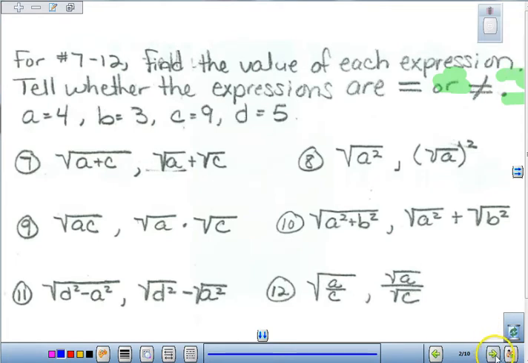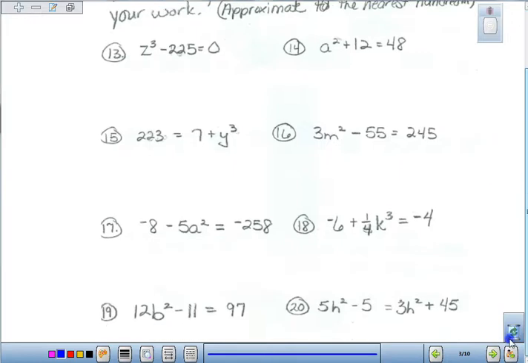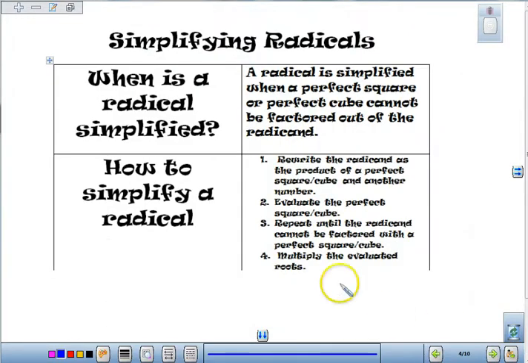1 to 6 aren't here, but you see 7 to 12. And then 13 through question number 20 that we'll look at solving and checking.